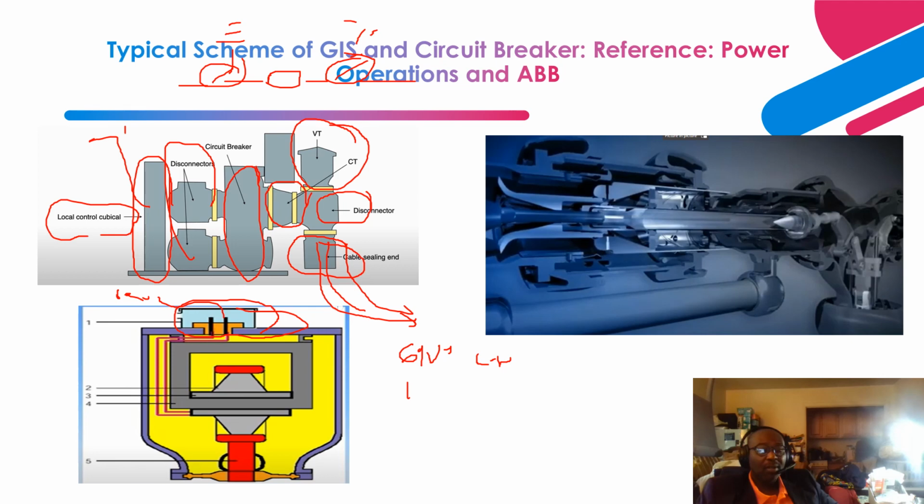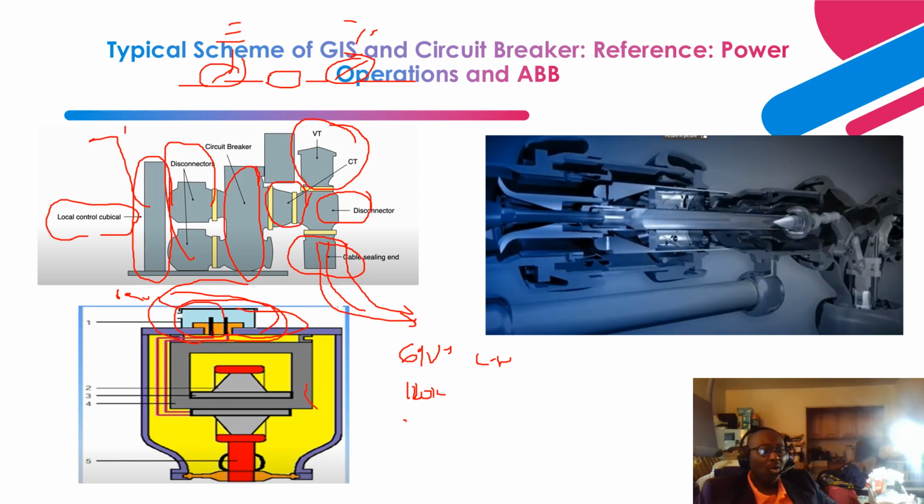Or if you have a 120 or 115 volts line-to-line voltage that you need for your metering and your protective relay, this is where you wire your signals.